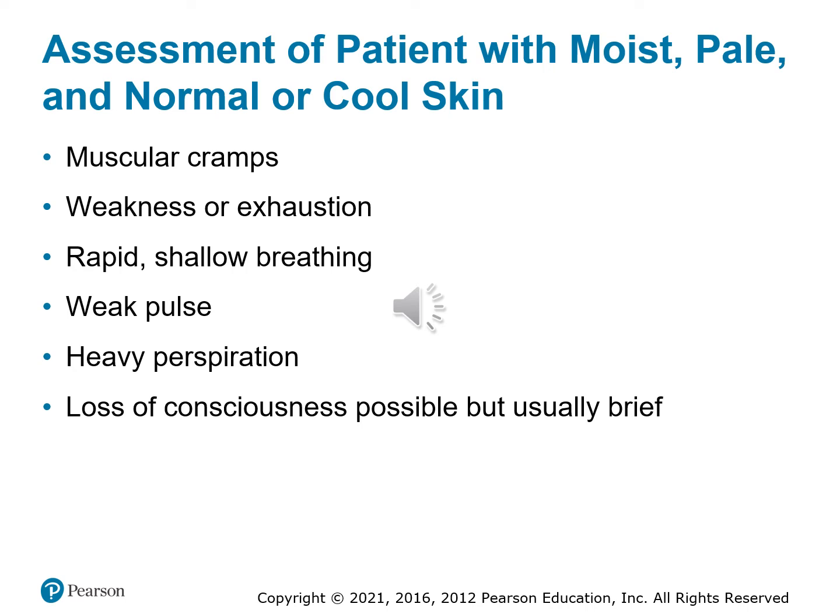So what are we looking for as we assess these patients? We're looking for muscle cramps. We're looking for weakness and exhaustion. You may see rapid or shallow breathing. You're looking for a weak pulse. You're looking for heavy perspiration in these patients. And then potentially there could be loss of consciousness, but it's usually brief. So a syncopal episode is a possibility with this as well.